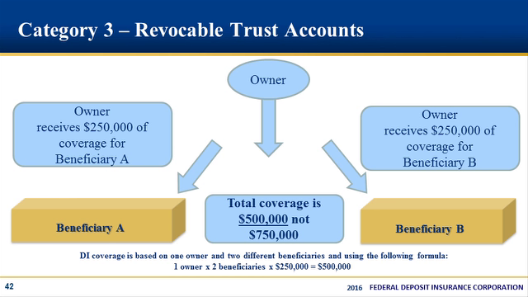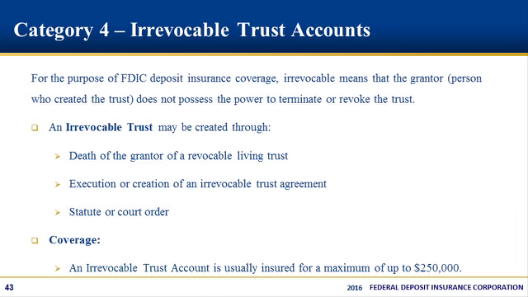Remember, to determine deposit insurance coverage, we take the number of owners and multiply it times the number of beneficiaries and multiply that times $250,000. In this example, the calculation is 1 owner multiplied times 2 beneficiaries multiplied times $250,000, which results in $500,000 of deposit insurance coverage. Therefore, the deposit insurance coverage is $500,000, not $750,000. We have now concluded our brief discussion on revocable trust accounts.